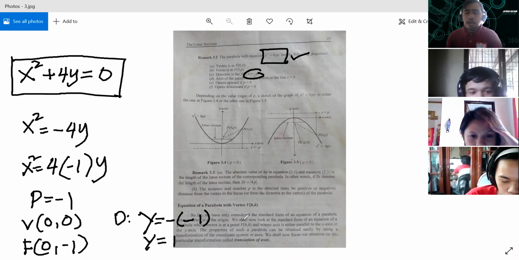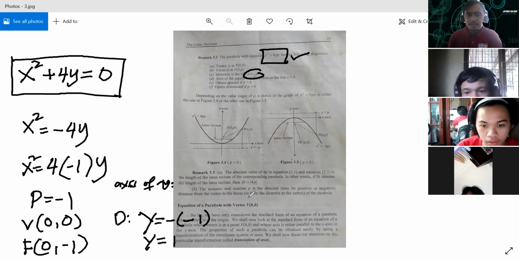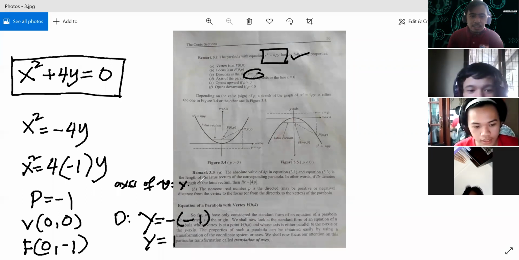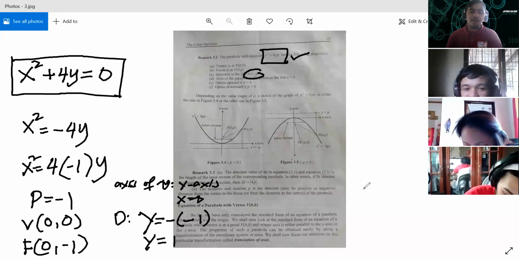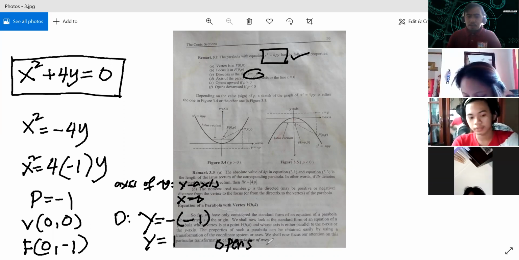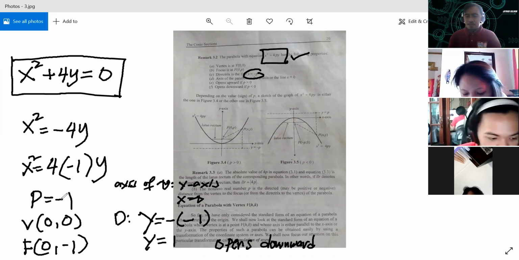Now, what is the axis of your parabola? The y-axis. Very good. It is always fixed, or x equal to 0. And the direction of your parabola? Opening to the? Downward, sir. Opens downward. Why downward, class? Because your p is less than 0.